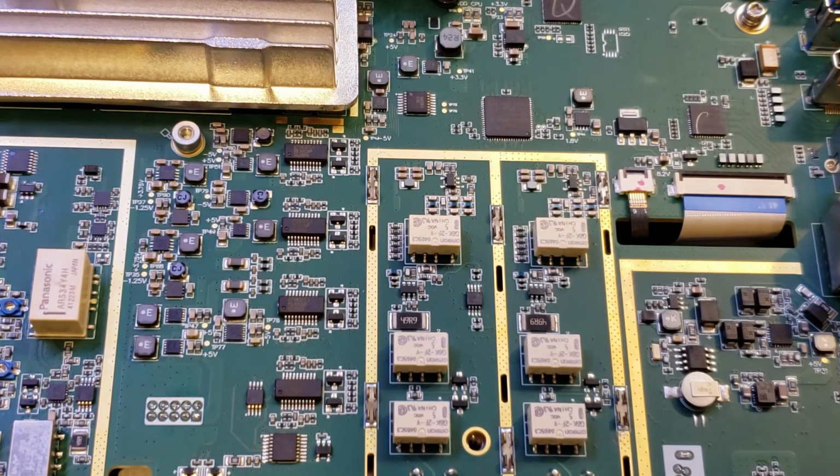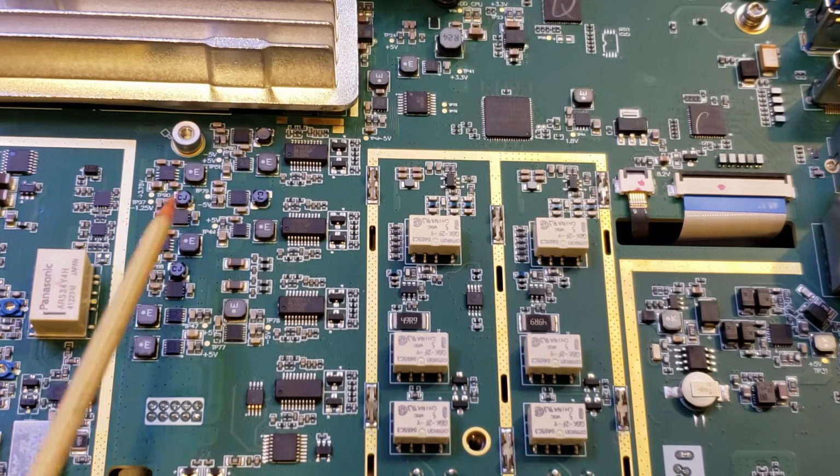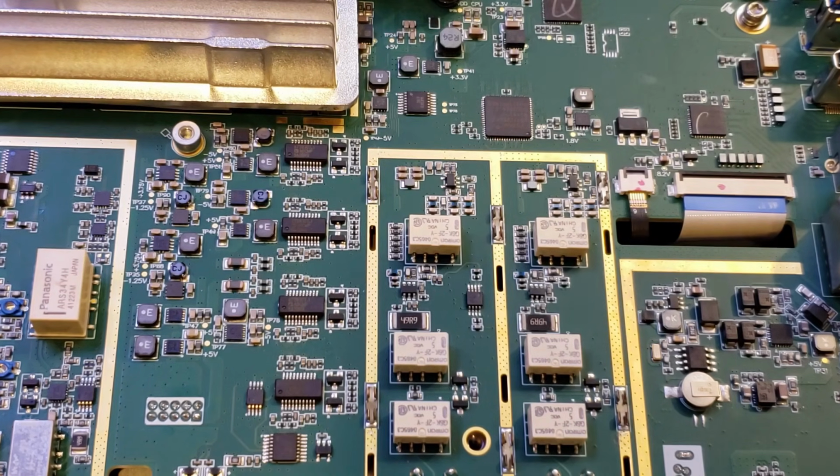Between the function generator and the output of the oscilloscope input channels, we have a row of these ADCMP562s. And these are PECL high-speed dual comparators for the logic analyzer. Of course, we have the DC-to-DC converters here to generate the required negative rails for the PECL comparators. And let's see what else.